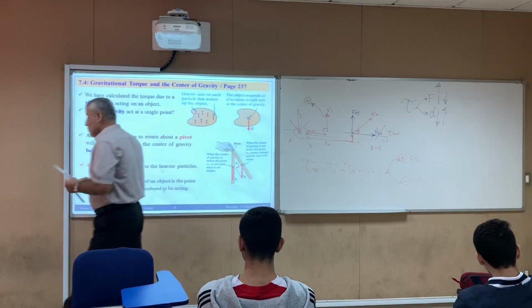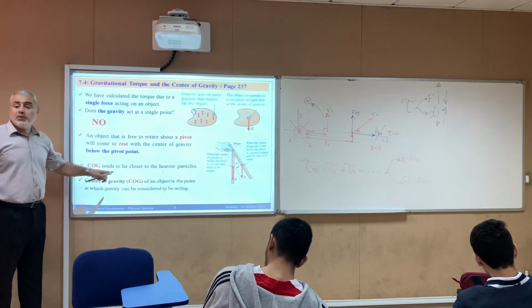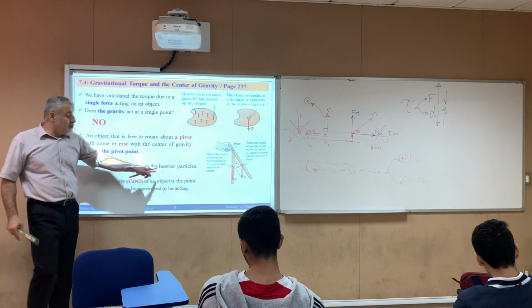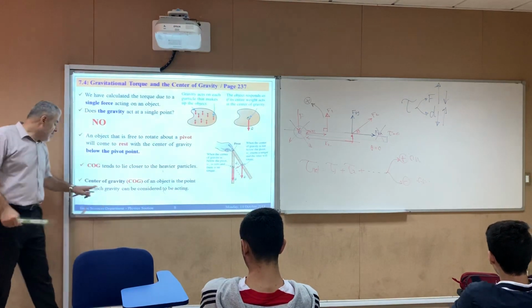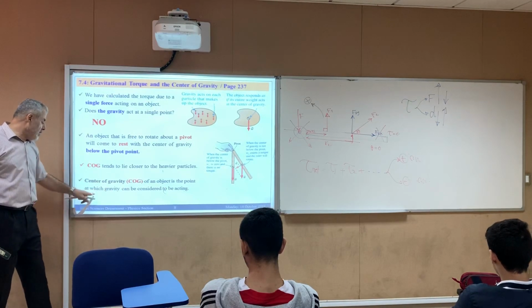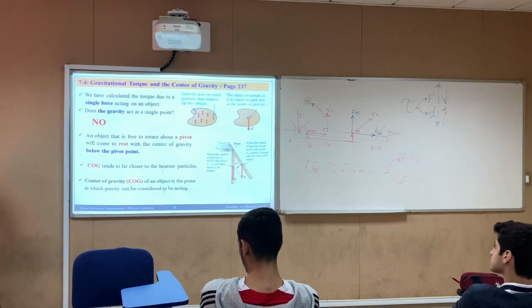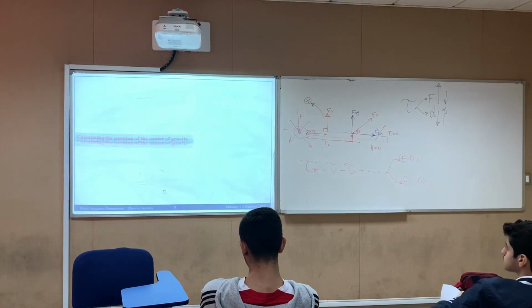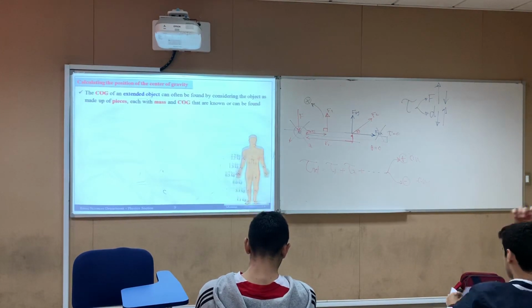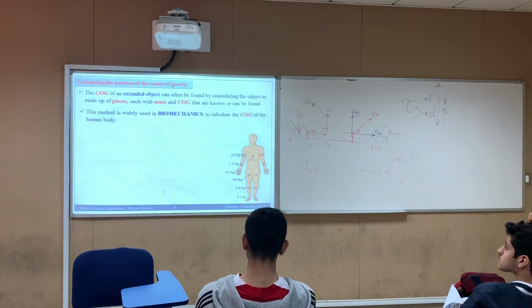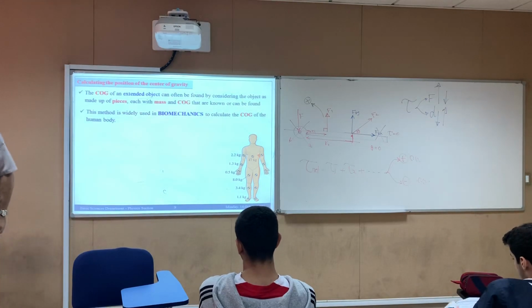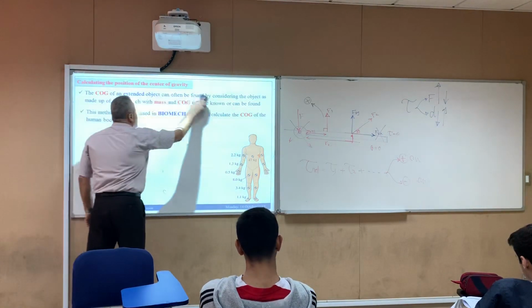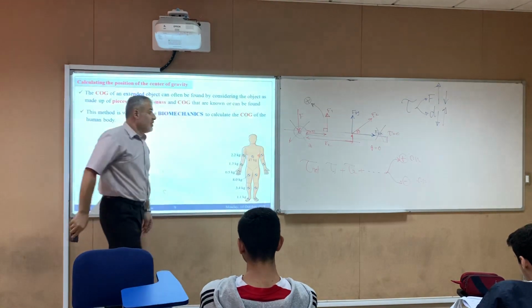In this case, this is the point. Also, the center of gravity tends to lie closer to the heavier particles. We agree about this. The center of gravity of an object is the point at which gravity can be considered to be acting. Right. Let's take some questions on these. That's the idea. All of us here, we prepare you for this. Only this is the last idea, and it's a very, very easy question.